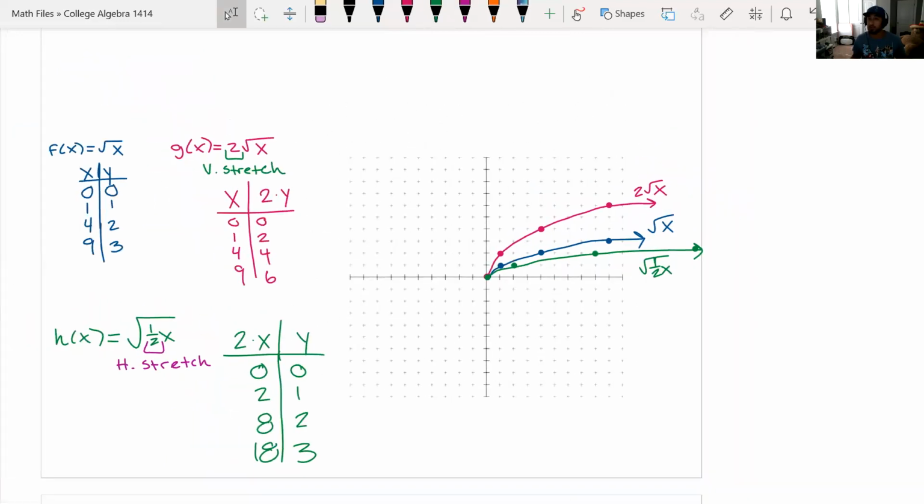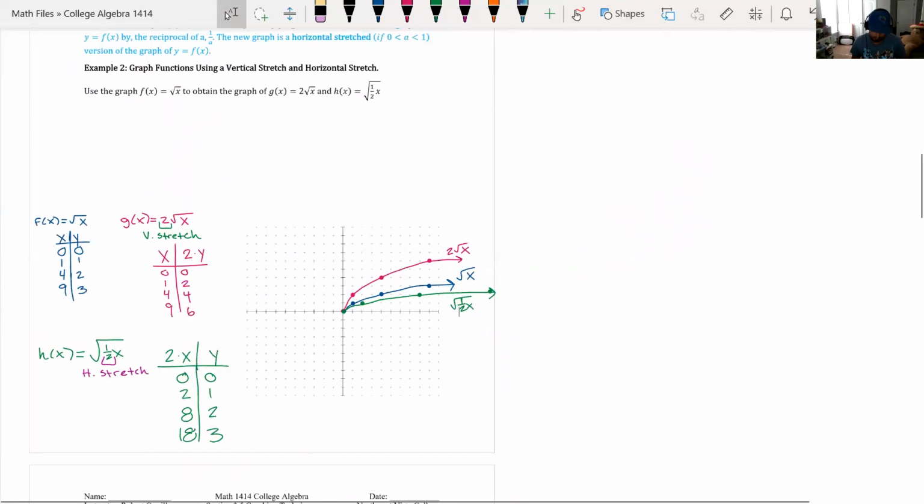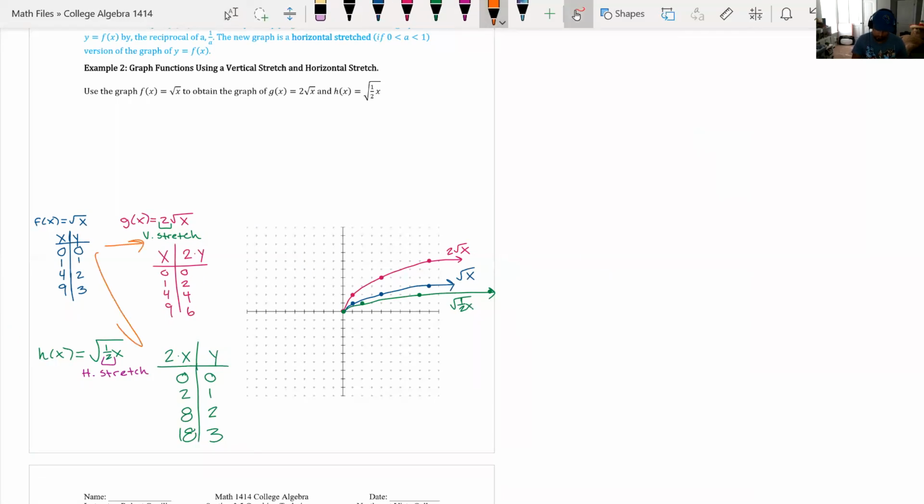All right, so right now we have learned vertical and horizontal shifts, and now we just learned vertical stretches and horizontal stretches. And just remember that for all of these, we have just been transforming the parent function. That's it.